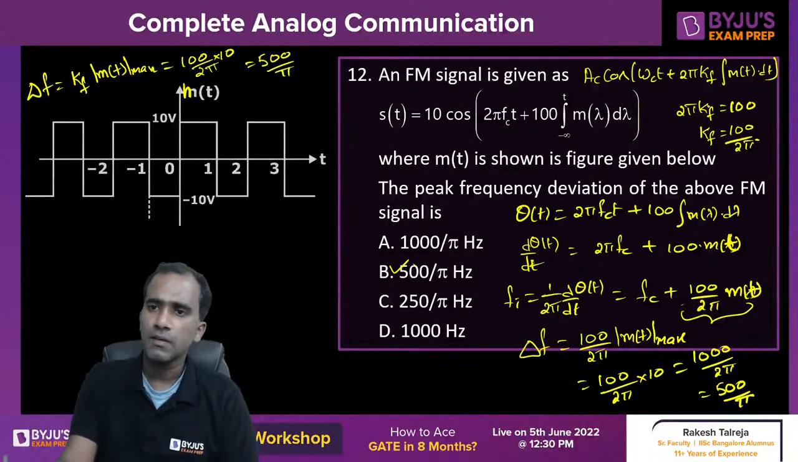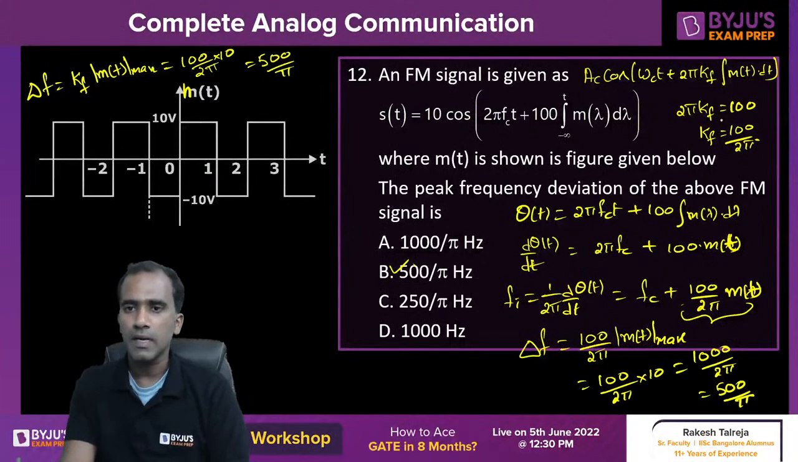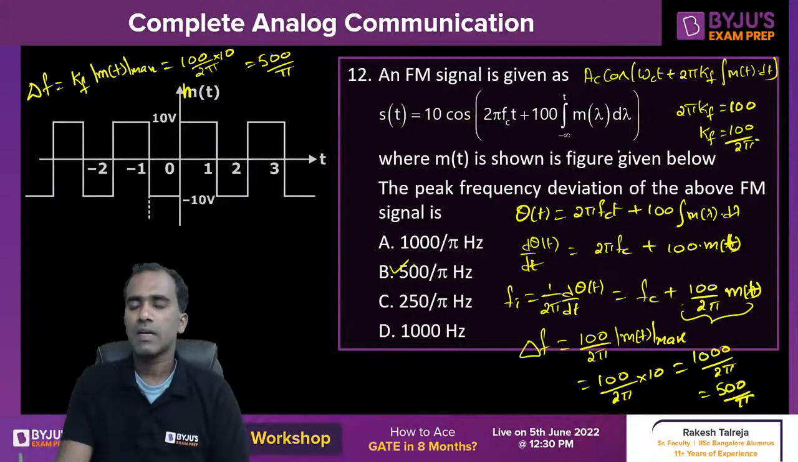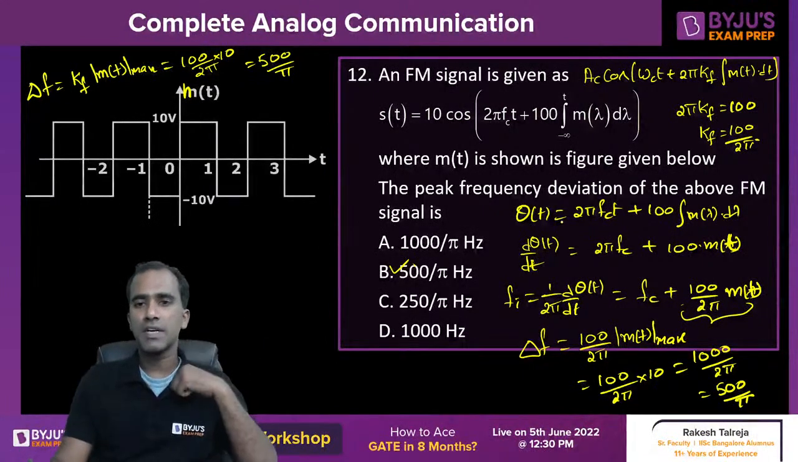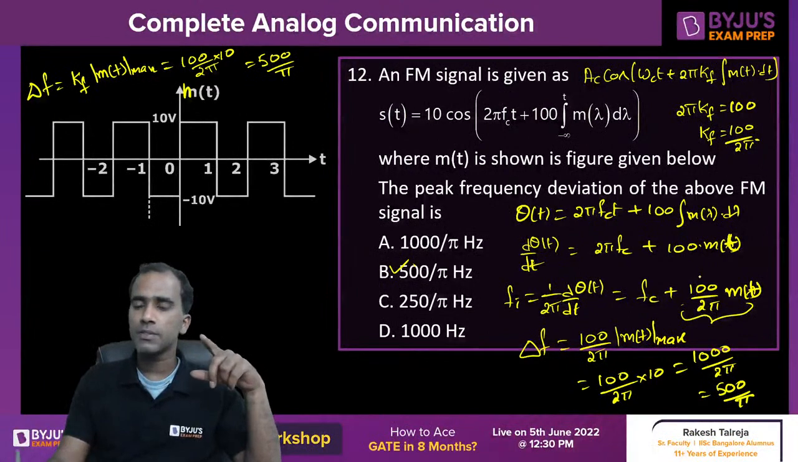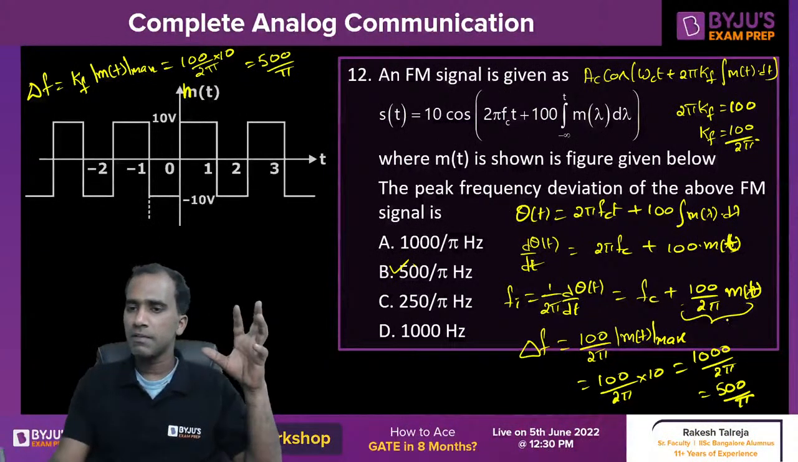This is the easiest way. For this question, it is possible to just compare and get the answer quickly. But if the question is a little tough or complicated or confusing, then just go with the basics. If you know the angle, you can find the instantaneous frequency. Once you know the instantaneous frequency, you can find the maximum deviation of frequency.